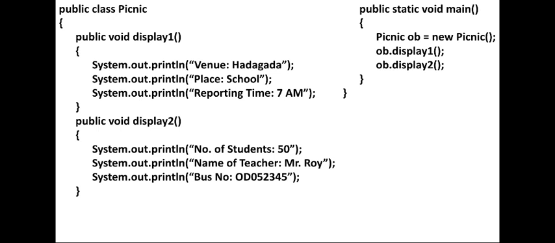Now in main, the object is created: picnic ob equal to new picnic. So ob is the object of the class. We have to call the methods, because in display1 three statements are written, in display2 three statements are written. So we have to call the methods to display the output. So ob dot display1 open bracket close bracket semicolon, ob dot display2 open bracket close bracket semicolon. So with the help of the object we can call the methods.